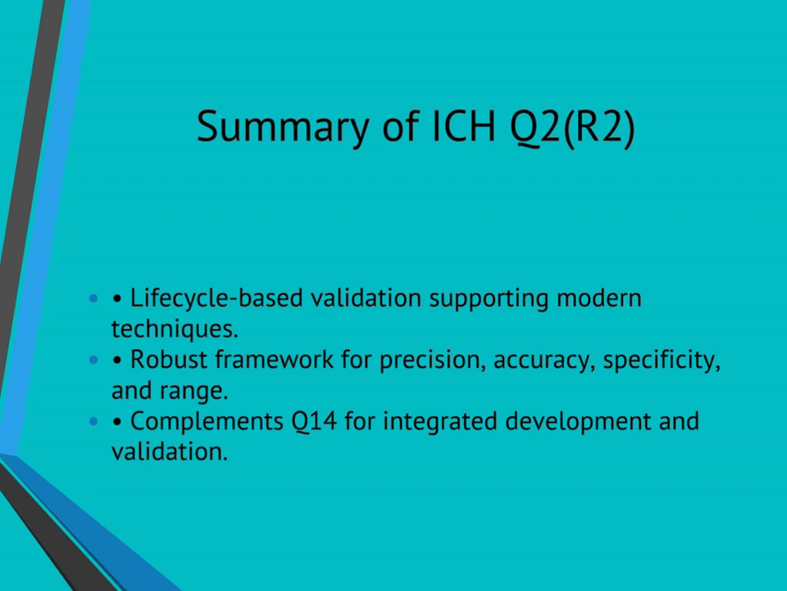To summarize, ICH Q2(R2) is a robust, modernized guideline that accommodates both traditional and advanced analytical techniques. It introduces lifecycle-based validation, supports science and risk-based approaches, and aligns with Q14 to create a unified analytical strategy. By adopting Q2(R2), organizations can ensure analytical procedures are both scientifically sound and globally harmonized, ultimately leading to more efficient development and regulatory review.